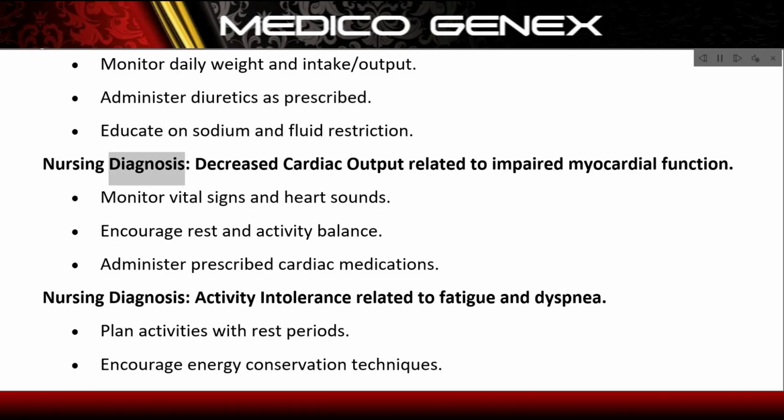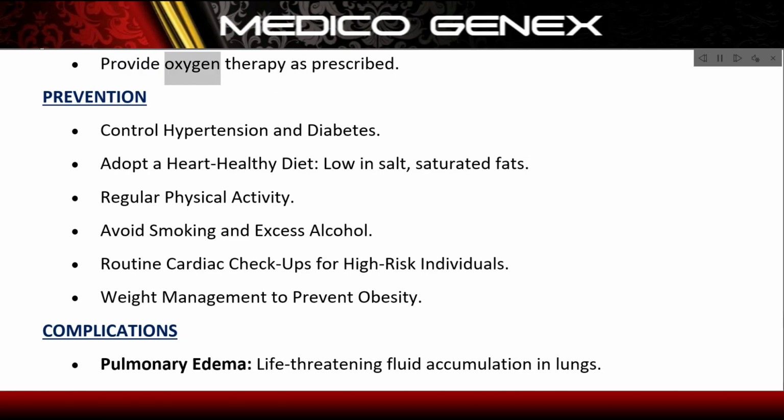Nursing diagnosis: decreased cardiac output related to impaired myocardial function. Monitor vital signs and heart sounds. Encourage rest and activity balance. Administer prescribed cardiac medications. Nursing diagnosis: activity intolerance related to fatigue and dyspnea. Plan activities with rest periods. Encourage energy conservation techniques. Provide oxygen therapy as prescribed.